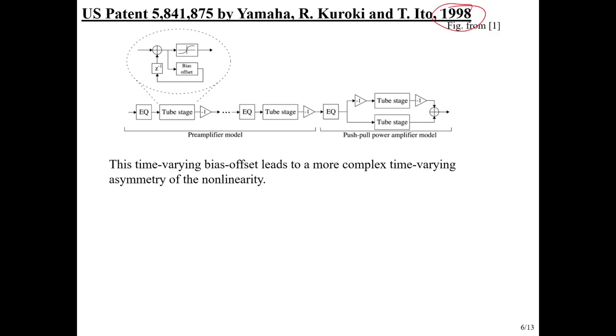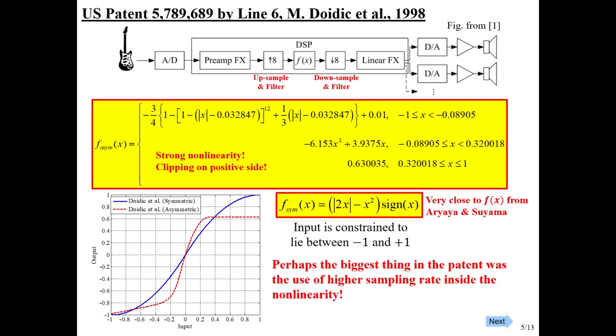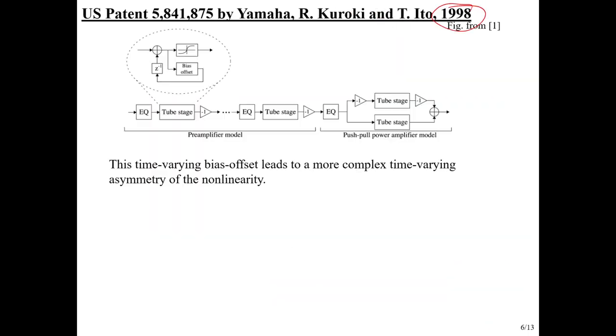1998. So remember, 96 was Yamaha, the first patent that we saw by Yamaha. I don't know if it was their absolute first in this field, but it's the first one we looked at. A couple years later, coming out at the same time as the Line 6. Again, I don't quite know if they were submitted at the same time. Now we've got some new ideas coming out of Yamaha. We've got EQ and tube stage, EQ and tube stage, and then a splitting into two tube stages.